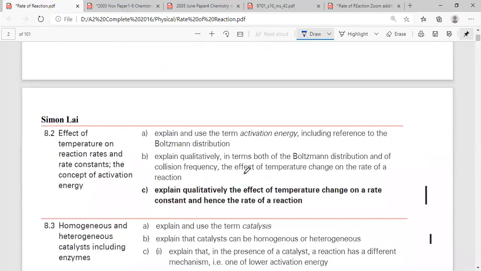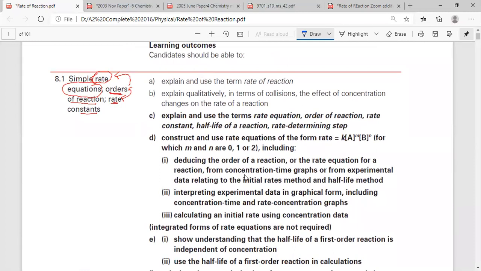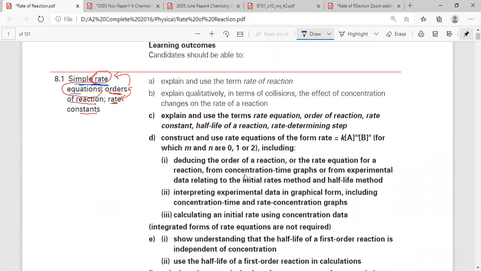Now, you see here, the syllabus says rate equations, simple rate equations. The keyword is this, rate equation. Explain and use the terms. Actually, we will derive the rate equation.